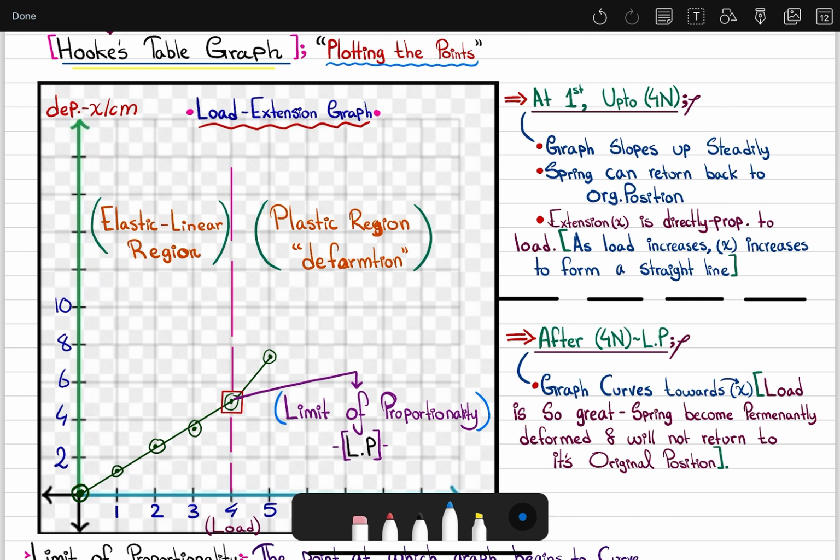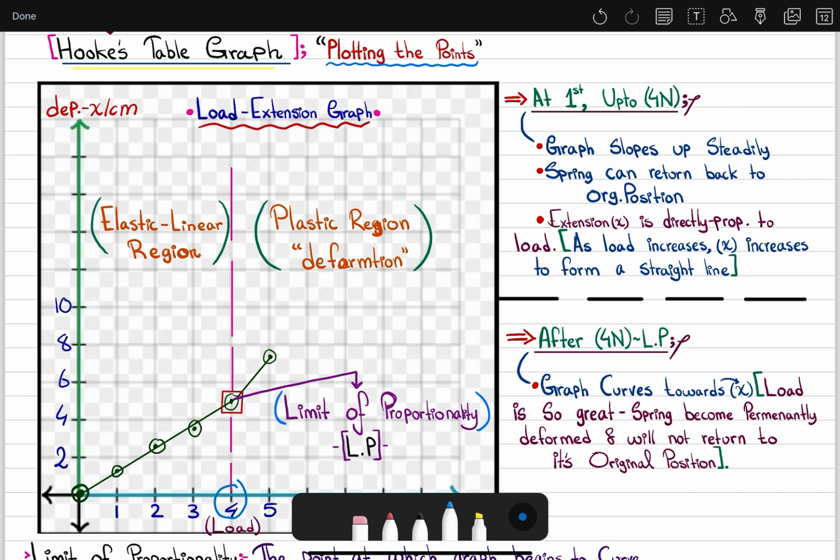Okay, so what we found out is that for the extension and load, at first up to 4 Newton, which is here, the graph slopes up steadily, which is a straight line through the origin, a linear graph. The spring can return back to its original position. Why? Because the extension is directly proportional to the load. As the load is increasing, the extension is increasing, okay, and it's forming a straight line.